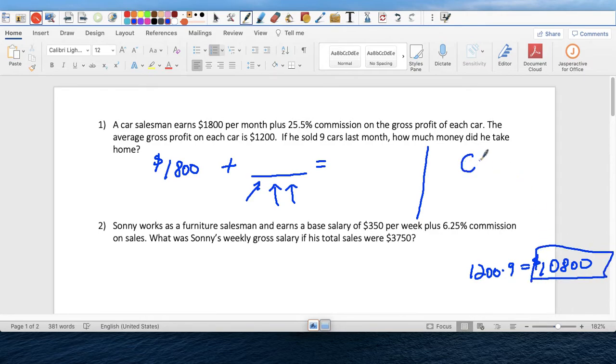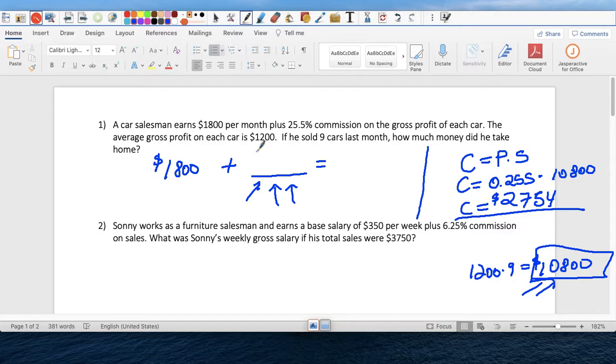So commission equals the percent times the sales. In this case, commission is what we're trying to find. The percent here is 25.5, which we're going to write as 0.255, times the sales, which is 10,800. So he's going to take a little chunk of the 10,800, and that's going to supplement his monthly wage, because 1,800 per month is definitely not enough to make a living. So 0.255 times 10,800. From the sales that he did, he's going to take home 2,754. So that's his commission.